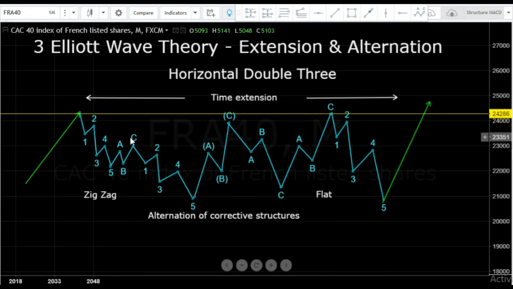But as we said earlier, we can also see alternation in these corrective structures. If we have a flat here, chances are we'll get a triangle here. If we have a zigzag here, the chances are we'll get a flat or a triangle. So that's our alternation. This will not be the same as this, and vice versa.